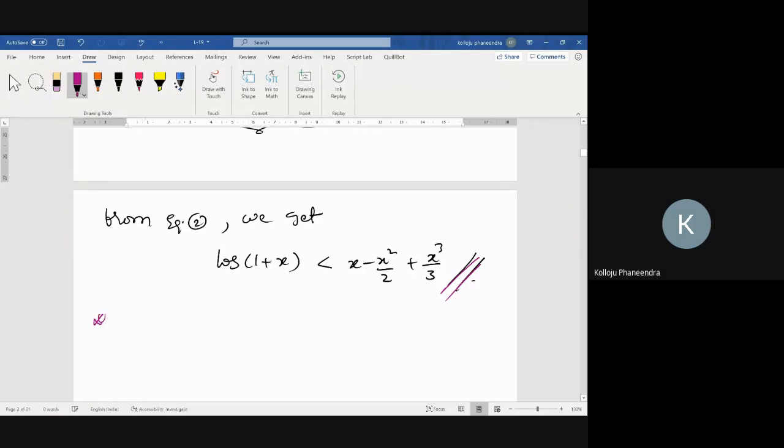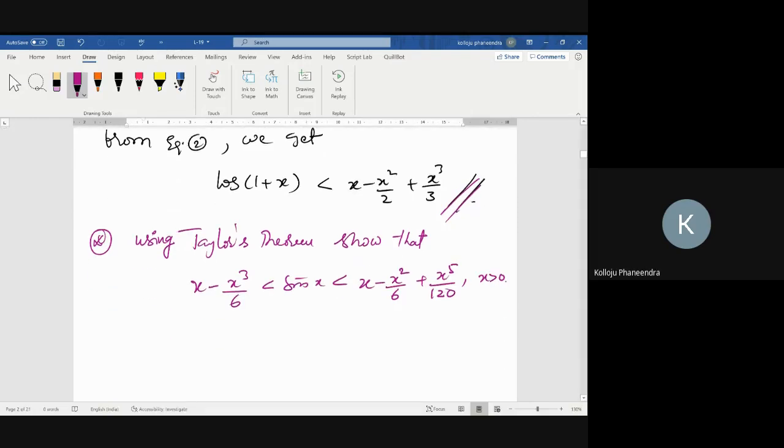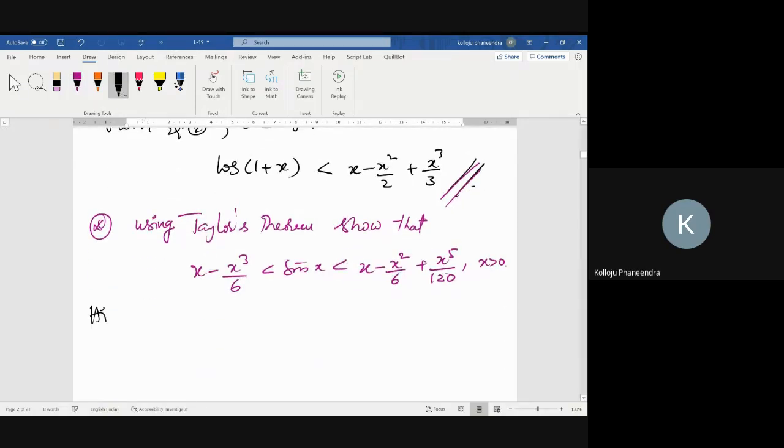Now one more problem based on the same logic, using Taylor's theorem. Using Taylor's theorem, show that x minus x cube by 6 is less than sine x is less than x minus x cube by 6 plus x to the power of 5 by 120, for x greater than 0. I am giving a hint for this problem. You do this as an assignment and practice it.